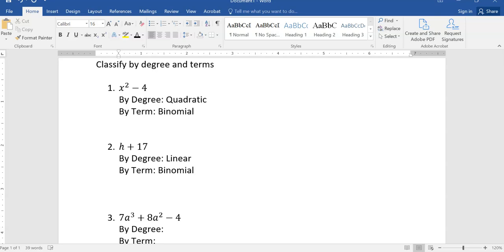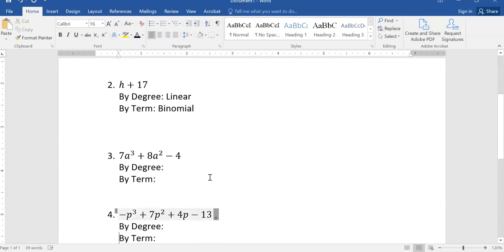Now, this points out a nice fact that just because one thing is a quadratic binomial does not mean that all binomials are quadratic. We can have binomials that are linear, for instance, or a binomial which is a cubic, or all that other stuff. So let's go on to the next one.